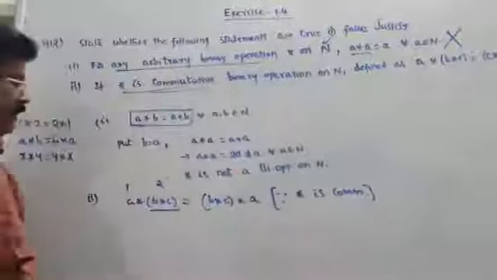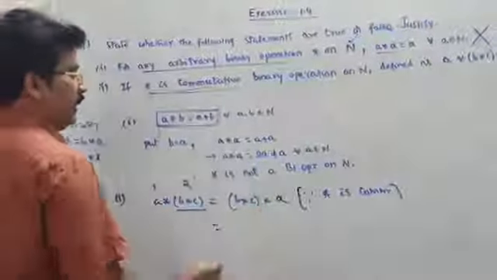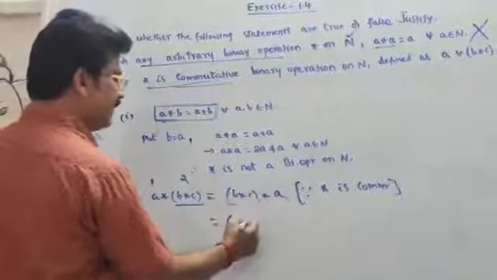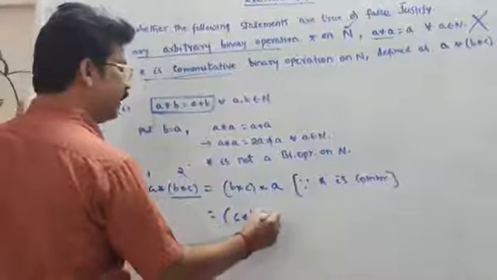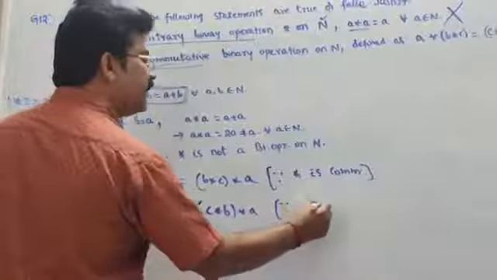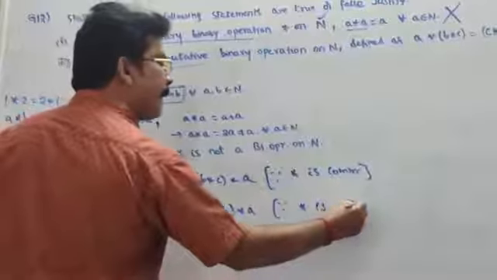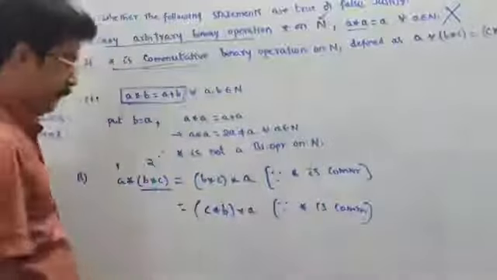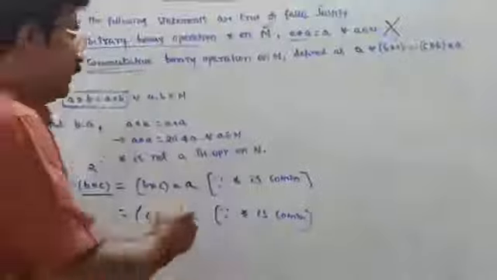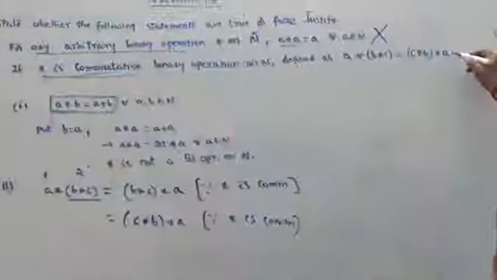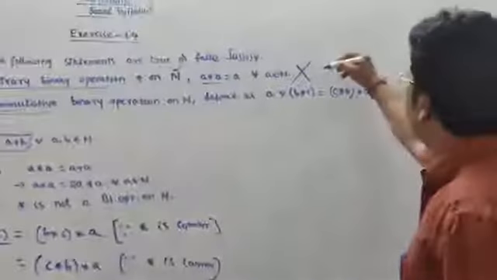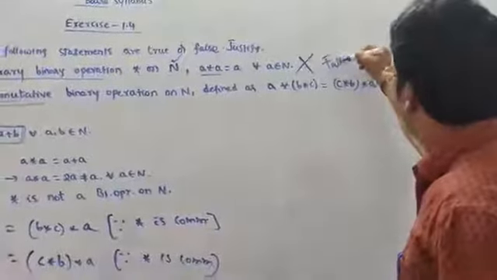Star is commutative. That's why B star C can be written as C star B. That's all. Since star is commutative, we got the same result. Therefore, the second statement is true. This is true. This one is false.